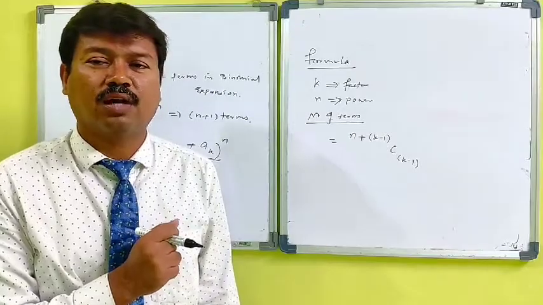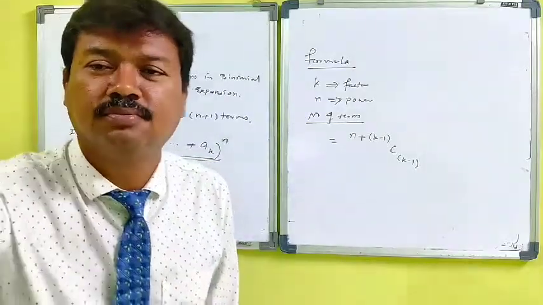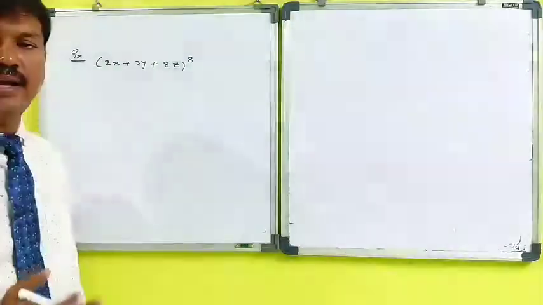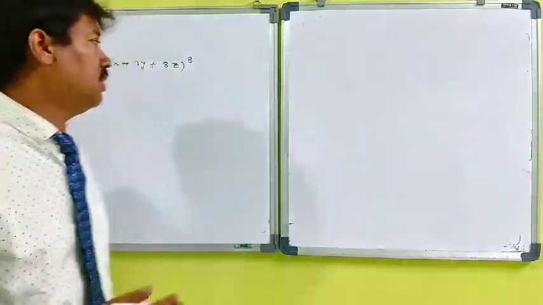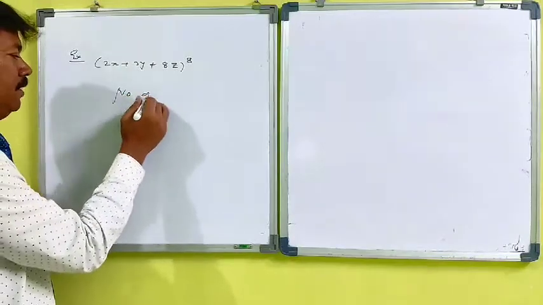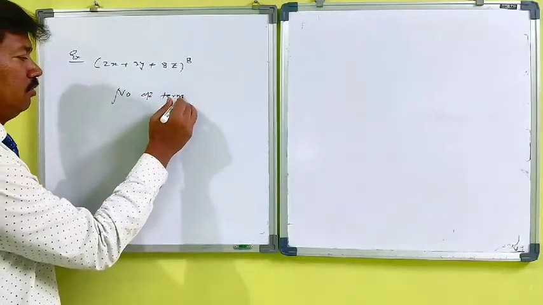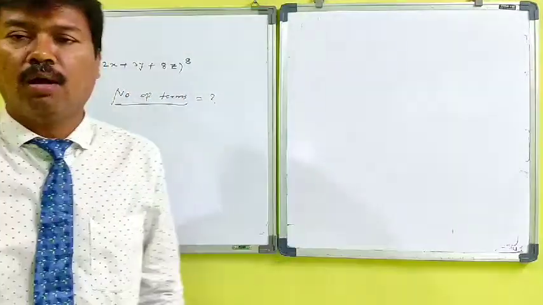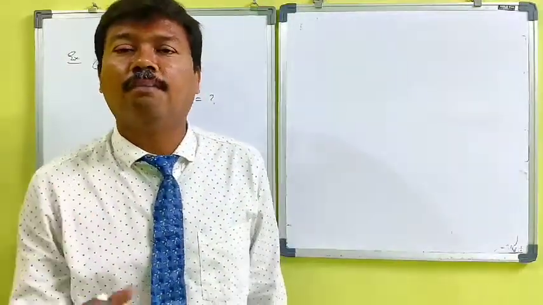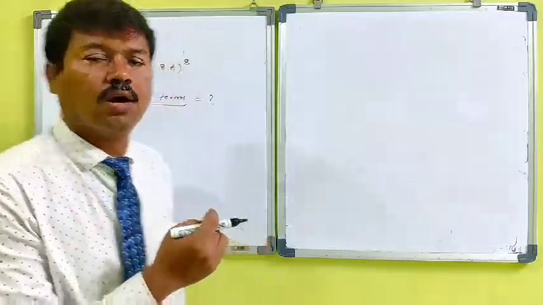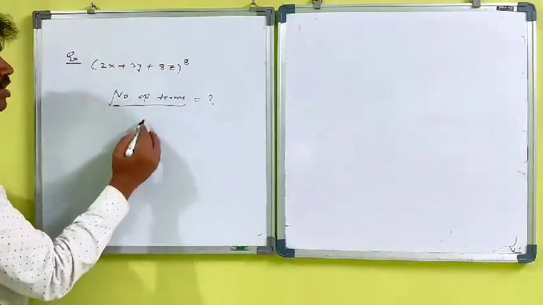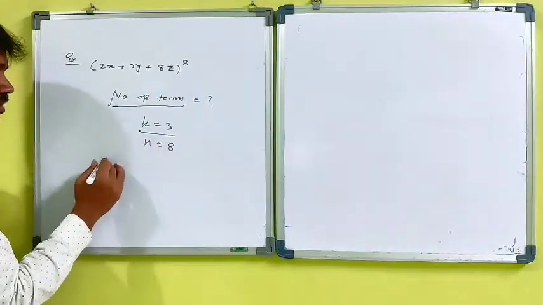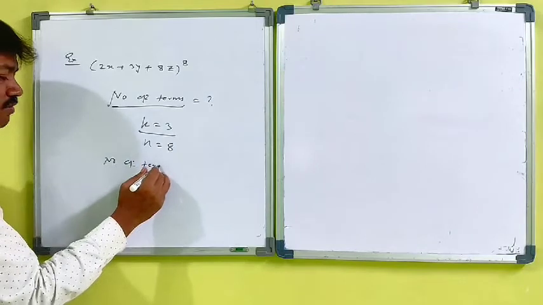Now here are one or two questions based on this. Next question: 2x plus 3y plus nz raised to n. How many terms will be there in this? The number of terms, it can be a plus or minus sign, that is not a problem. You have to just check the number of factors in this. How many factors are there? 1, 2, 3. So k is equal to 3. n is equal to 8. So how many terms? We have to use the formula.